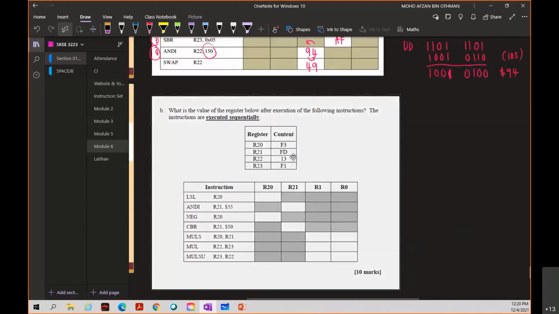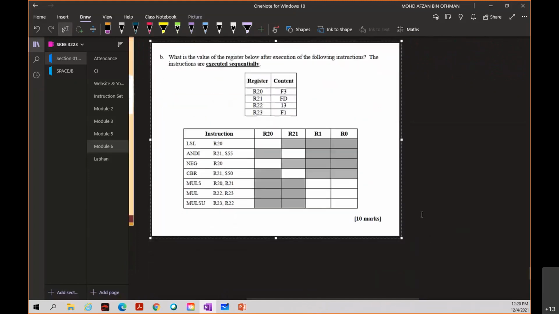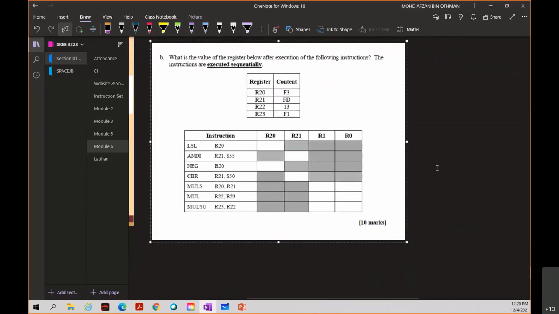Okay, can you see this one? Everyone can see? Yes, doctor. Okay, so I give you 10 minutes, and then after that we discuss the answers.